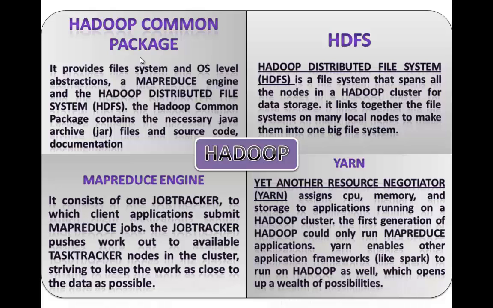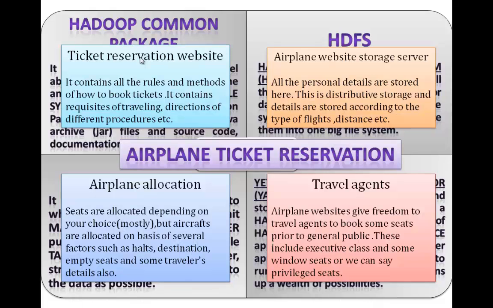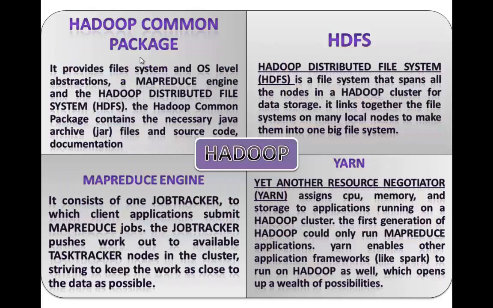Once again, the reservation website and the rules are held in the Hadoop Common package. The storage server or the storage HDD will be HDFS, the distributed storage. The airplane allocation, or all the optimization work being done, will be done by the Hadoop MapReduce engine. And the travel agents, or the third-party applications, or the extra privileges will be given by YARN. This YARN also contains a MapReduce engine. Since it is in Hadoop 2.x, it already has the MapReduce engine along with application masters, containers, and resource managers. We will talk about these in later slides.